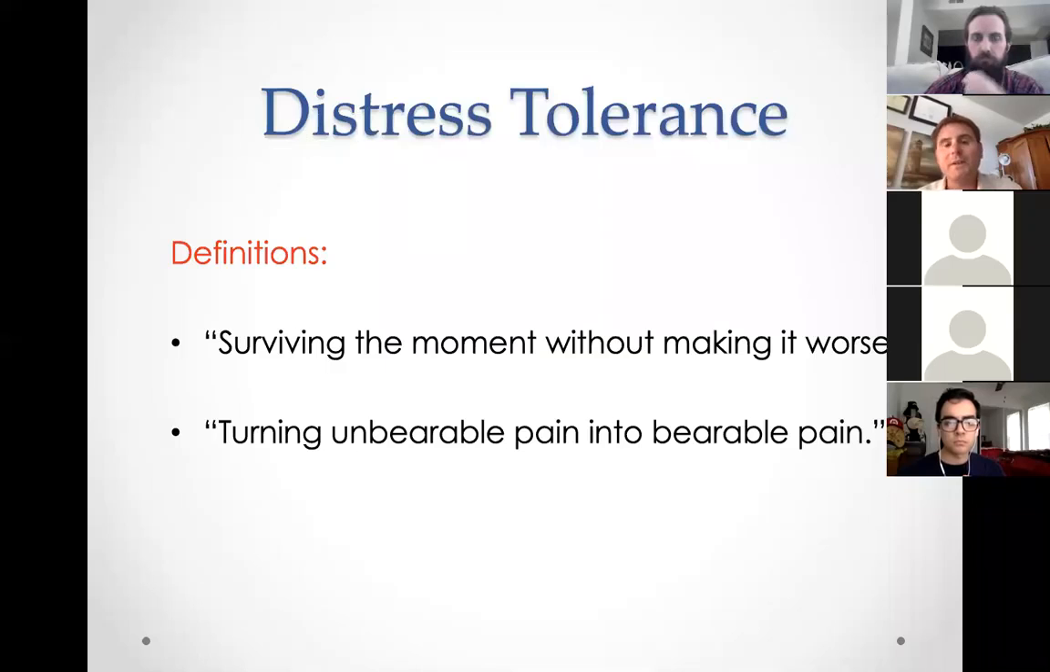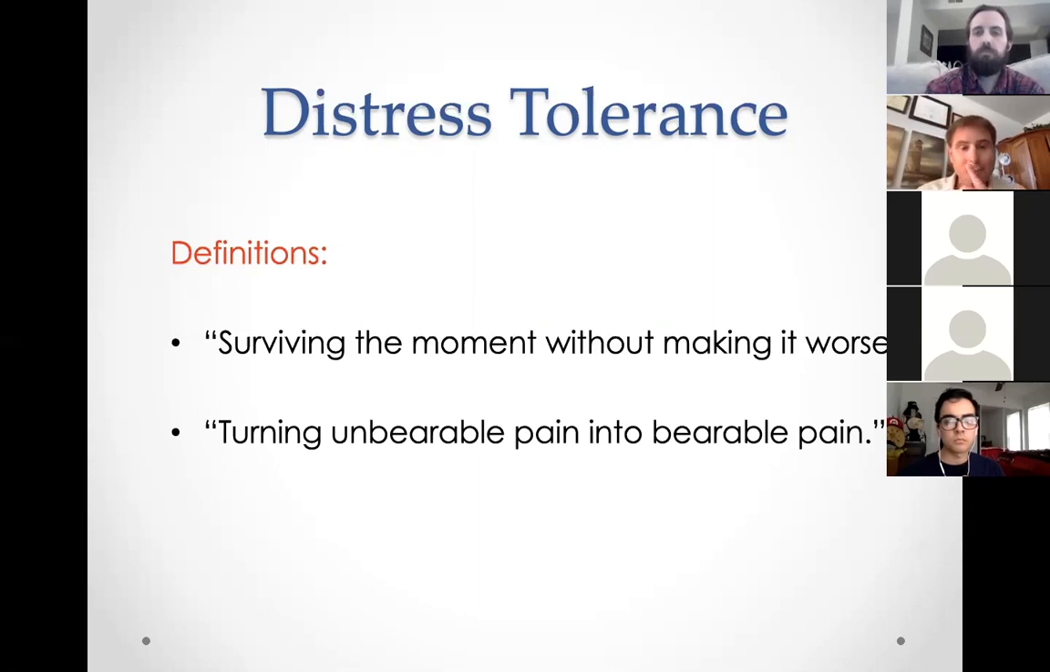So distress tolerance is kind of short term. It's not long term. Other aspects of DBT are long term. This is just short term coping in the moment. Another way of thinking of distress tolerance is helping our clients turn unbearable pain into bearable pain. In other words, we're not helping our clients take away their pain. We're helping them actually sit with it and deal with it, because their maladaptive coping strategies are actually attempts to avoid the pain. But those maladaptive coping strategies actually cause even more pain down the road, or sometimes even more right in the moment.